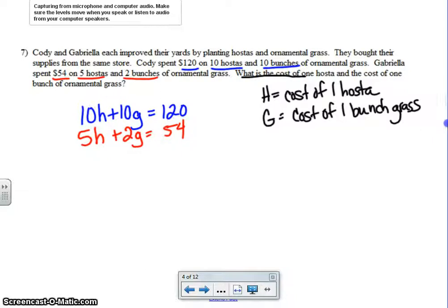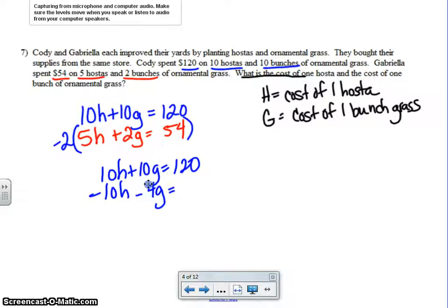Now we're going to take our algebra skills and we're going to go ahead and solve this one to figure out the cost of 1 bunch of grass and 1 hosta. I'm going to use the elimination method as opposed to the other two just because of the way it's set up, and I noticed that if I was to multiply this bottom equation by a negative 2, the h variable will cancel out. So I'm going to rewrite my system with my new linear combination. Gives me a negative 10h minus 4g equals negative 108. So we have 6g equals 12.